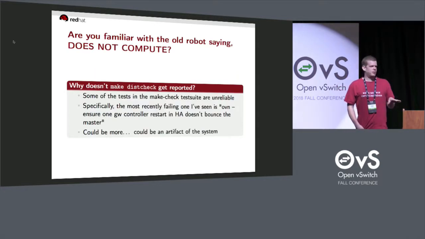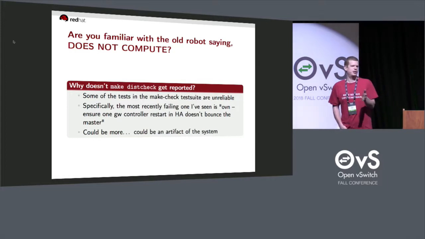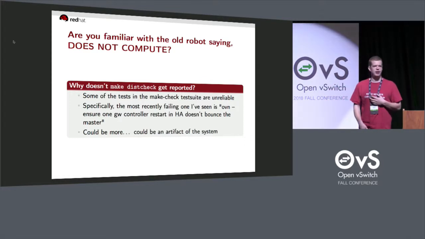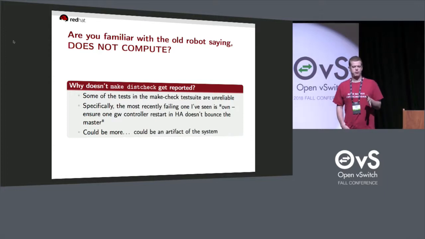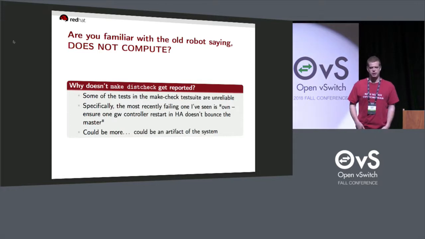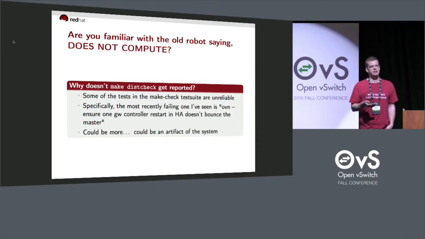Okay, so the last thing about the mechanics of the robot and what it's doing: make distcheck does not get reported because the tests are sometimes unreliable. This is another thing I'd really ask people to help out with. I think right now the most recent intermittently failing test is this OVN test that I've called out, ensure one gateway controller doesn't restart. But there could be other tests.